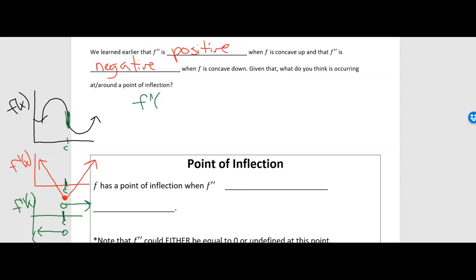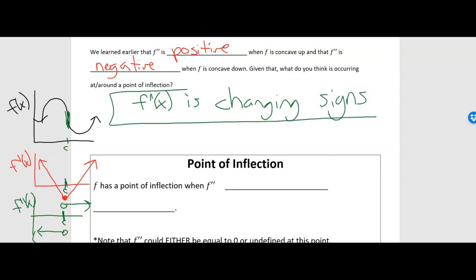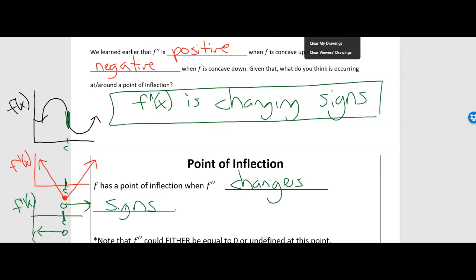So f double prime is changing signs. And that's what we're going to fill in this box. And we just talked about it. This means that f double prime could either be equal to 0 or undefined at this point. It can't be positive or negative because that would infer that there's either a concave up or concave down appearance in our original function. But it can either be 0 or undefined. Those are our two options.